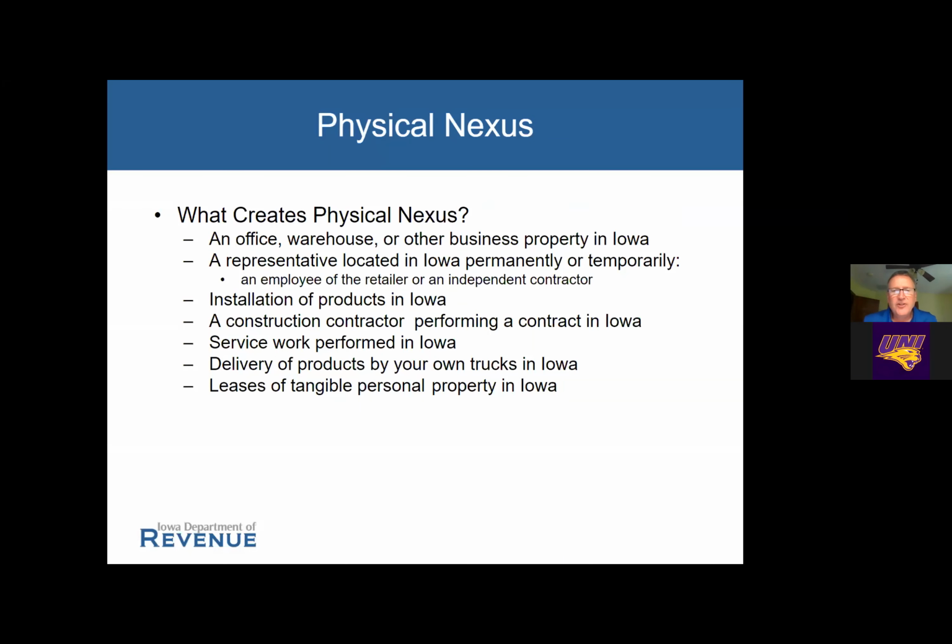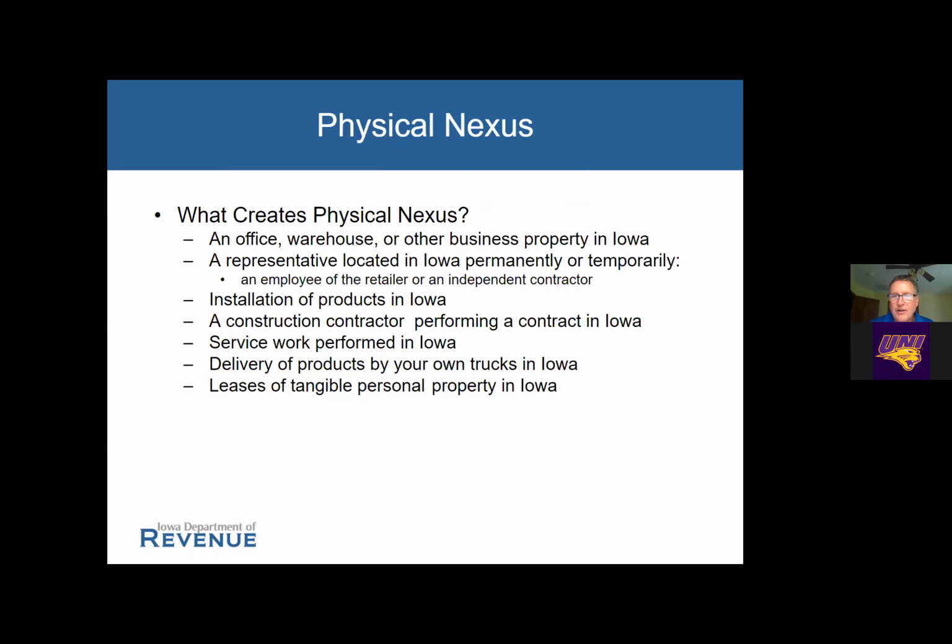For physical Nexus, this is pretty straightforward. Again, this has been in effect for Iowa for as long as I can remember, over 30 years here with the department. What creates physical Nexus? Well, there are some examples on our slide. First one, if you've got a location in Iowa, maybe an office or a warehouse or some other type of business property in Iowa, that could create a physical Nexus. And that means if you're making taxable sales here, you've got to register and collect our tax.